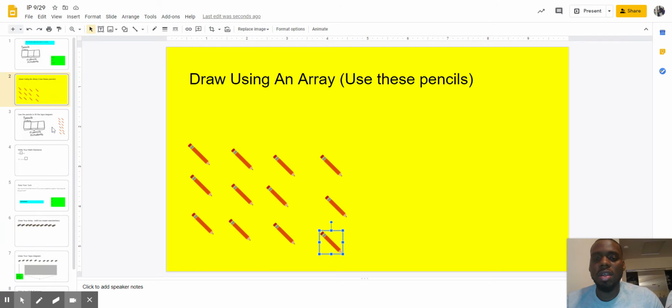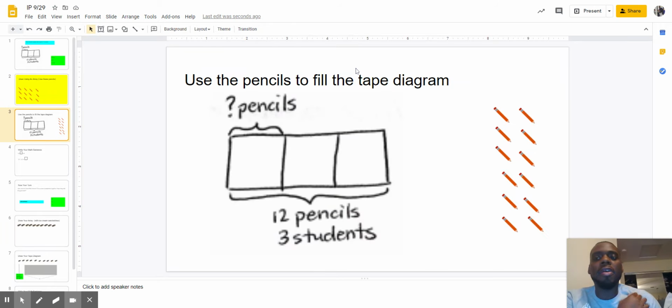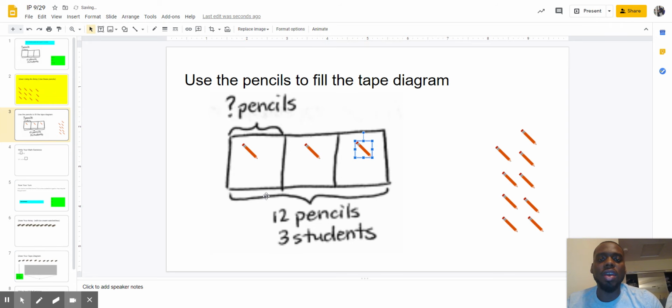But let's keep going. Now we have our tape diagram again, and we're going to fill in our pencils, which are on the side, inside our tape diagram, friends, until you run out. So you're going to go one by one until you run out. Keep going one by one with your pencils and see how many pencils are in each unit, in each box, each student. Each unit represents a student. Each box represents a student. So keep going until you fill all these pencils in.